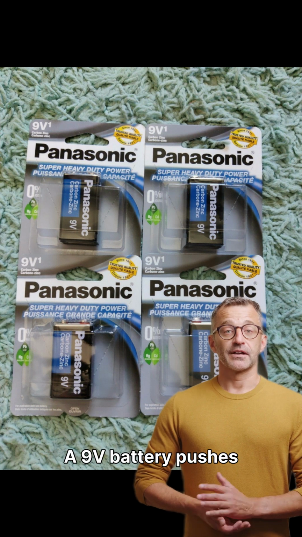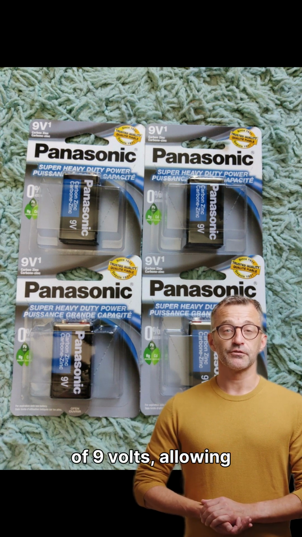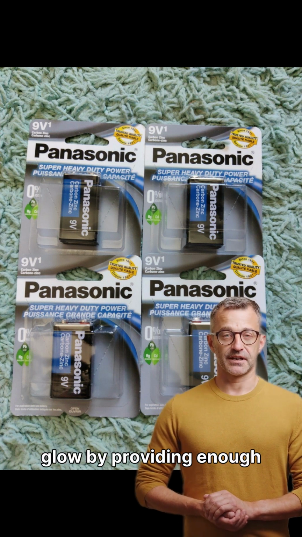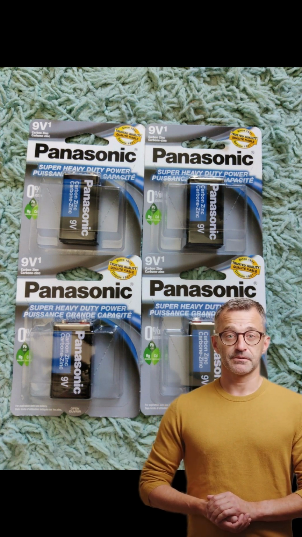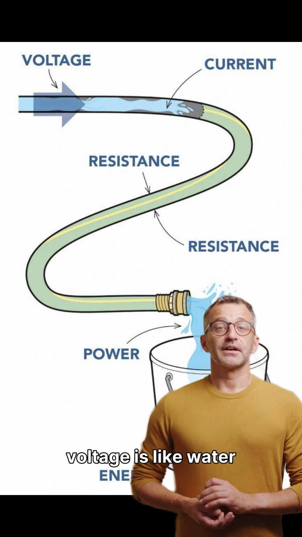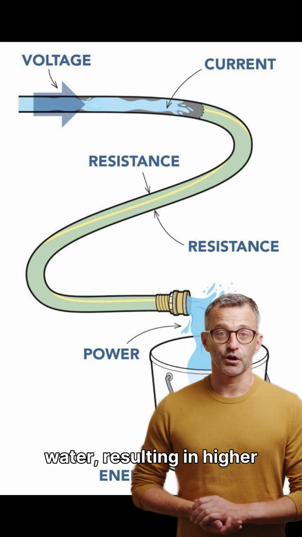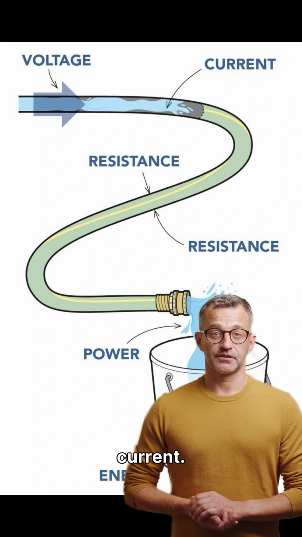A 9V battery pushes charges with a pressure of 9 volts, allowing a small LED to glow by providing enough push for electrons. In our water analogy, voltage is like water pressure. More pressure leads to a faster flow of water, resulting in higher current.